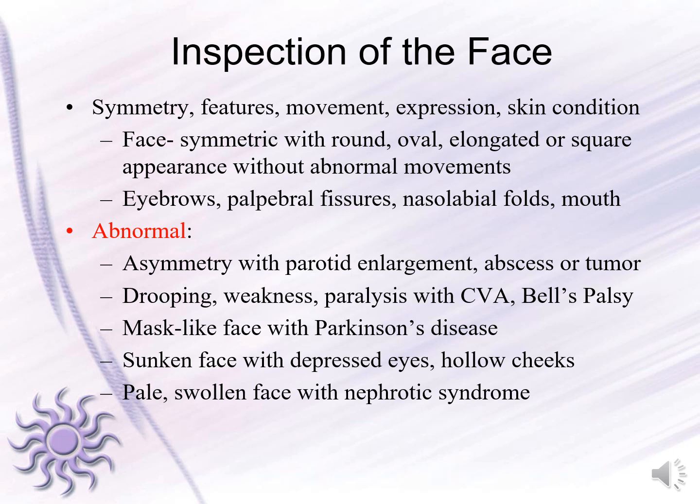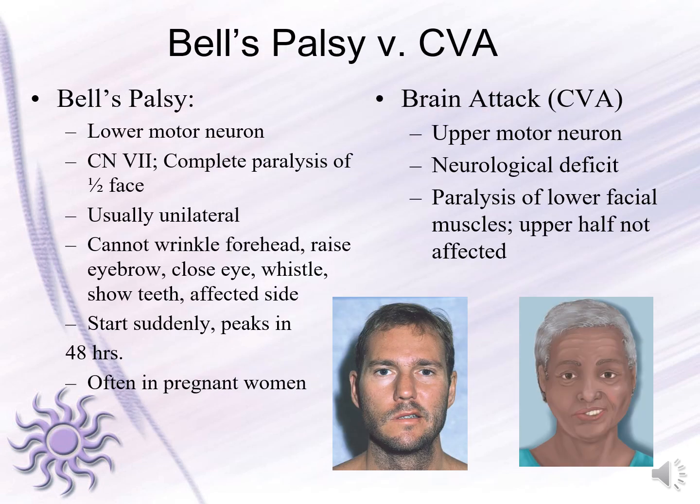Remember drooping and weakness with the patient. If it's a lower facial droop, more likely a stroke. But if it's a full face, from forehead all the way down one side of the face, more likely that is Bell's palsy. So here's a picture of this. Cranial nerve 7, the facial nerve, is affected with Bell's palsy, whereas the stroke is a paralysis of lower facial muscles.